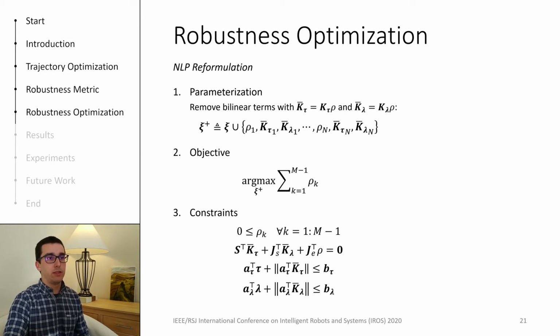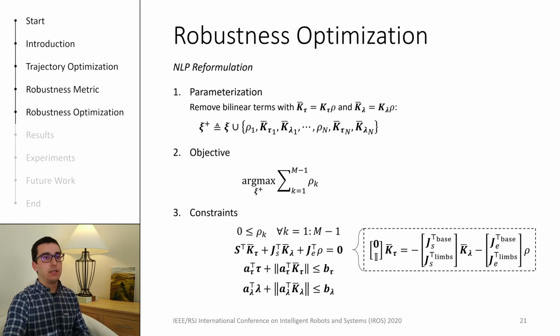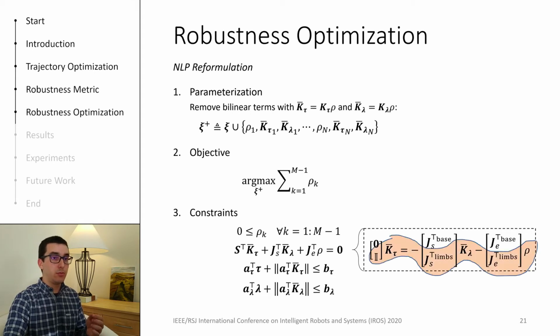But there's a way to make the problem simpler, and it is by exploiting the problem structure. You see, in fact this equality right here is made up of stacked Jacobians, and we can reorder the terms and split it into two parts. The top part concerns only the floating base of the robot, and the bottom part concerns the legs and the arm of the robot. By doing this, we can see that K tau can actually be obtained as a function of K lambda and ρ. And therefore, we do not need to have K tau in the decision variables.